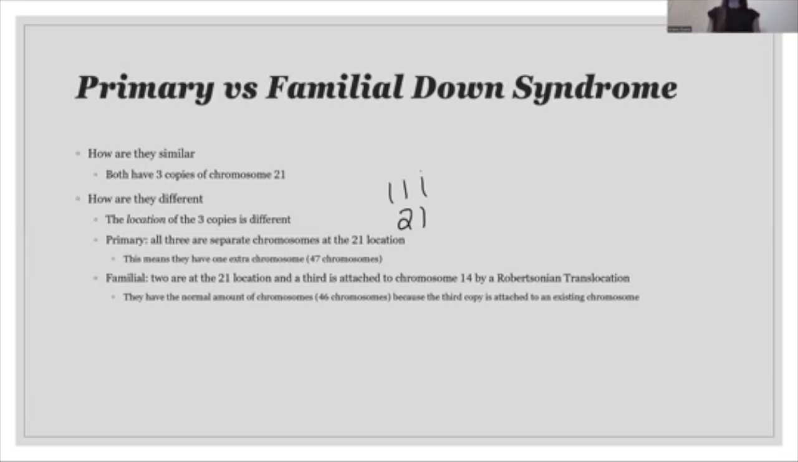Now, familial: you still have 3 copies of chromosome 21, but the location is a little bit different. Two of them are at the 21 location, just like normal.